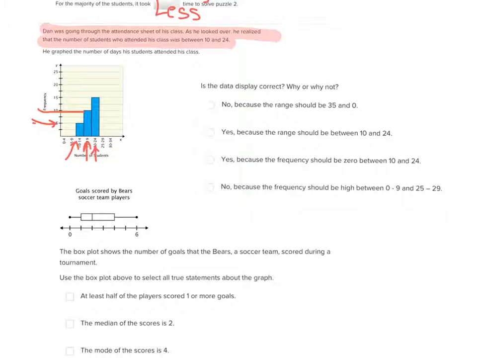So the question is, is the data display correct? Why or why not? This data display is correct because the range should be between 10 and 24. There's always between 10 and 24 students. The range should not be 35 and 0. That doesn't make sense.